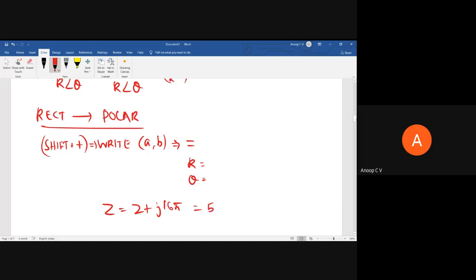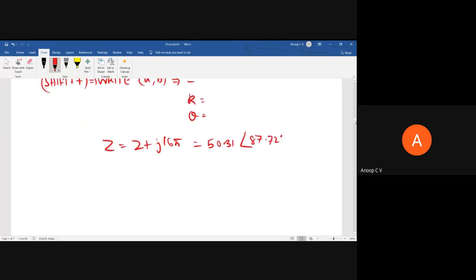50.305. Can I write 50.31? Would that be fine? Yes, sir. 50.31 angle, and theta I need in degrees. 87.72 degrees. Right. So Z is 2 plus j16 pi, that is 50.31 angle 87.72.